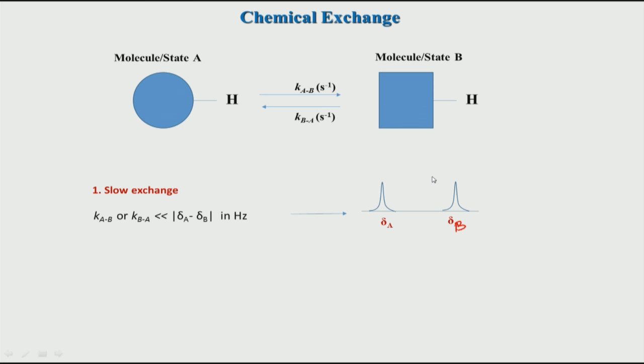We are only looking at the overall picture of what is happening when the exchange is slow or when the exchange is fast. So, as shown here, when the exchange is slow, you will see two different peaks of the same hydrogen atom, one corresponding to state A and the other to state B. This is how the spectrum will look in the case of slow exchange.